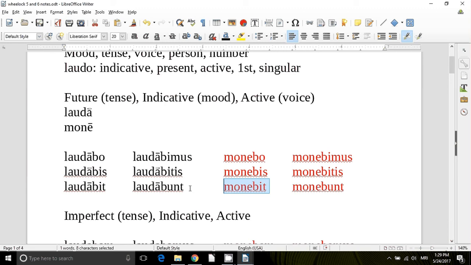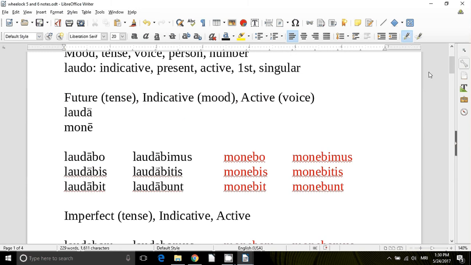As with all of our other forms, you just have to learn these absolutely by rote. You have to make your flashcards and study them so well that there's never any question. You can be awakened at 2 o'clock in the morning and asked, give me the future indicative active forms of laudo. And you need to be able to say laudabo, laudabis, laudabit, laudabimus, laudabitis, laudabunt.